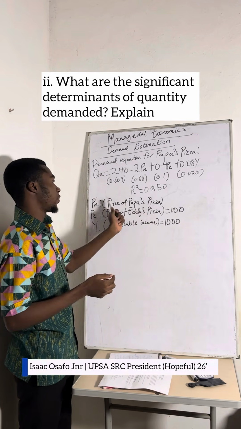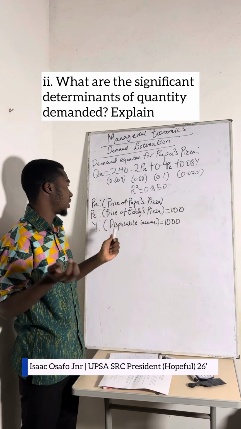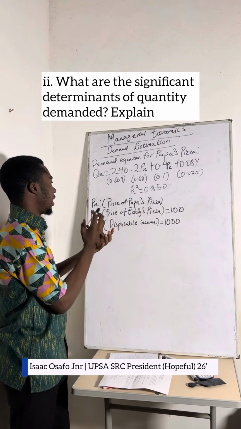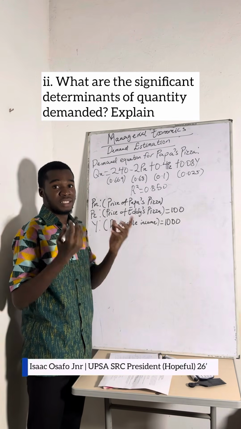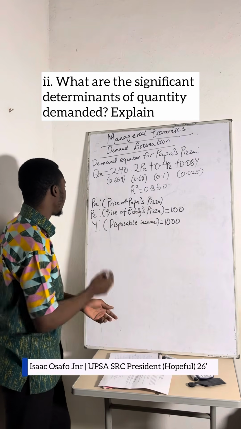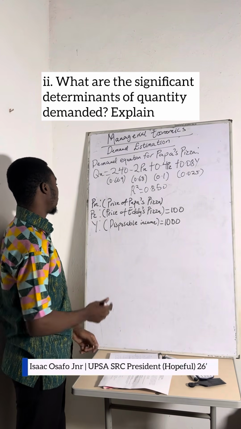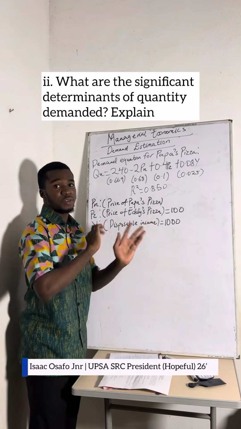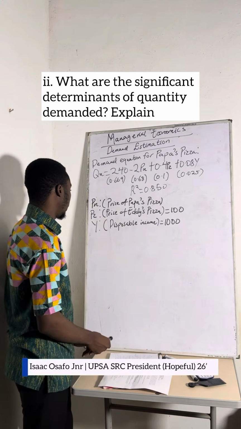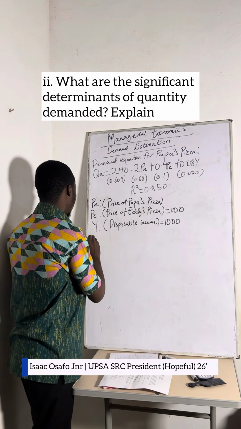It could be that the price of Papa's Pizza doesn't really affect it. Do you get it? It could be that the price of Eddie's Pizza doesn't really affect it. So we want to know the ones that actually affect it. If it actually affects it, it means that it is significant. If it doesn't affect it, then it's not significant. You get it? So now, in doing this, we can just draw a table for it. In the previous video, I explained all the steps, but since you understand it, we will just draw a table for it. So now, that's for II.